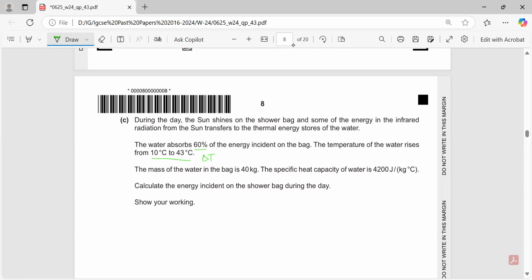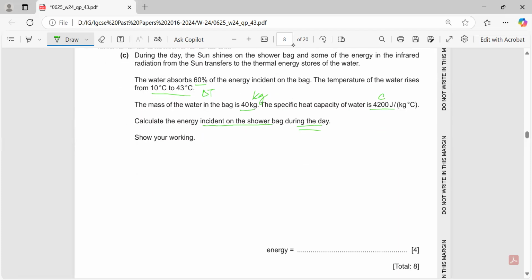The mass of the water in the bag is 40 kilograms. The specific heat capacity of the water is this. Calculate the energy incident on the shower bag during the day. Show your working. Here 1 mark is just because of this percentage.